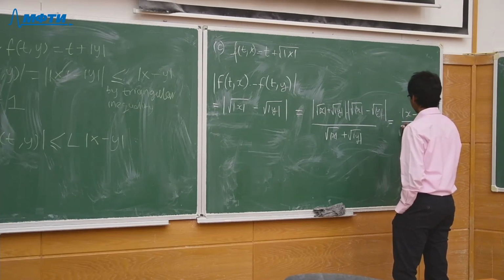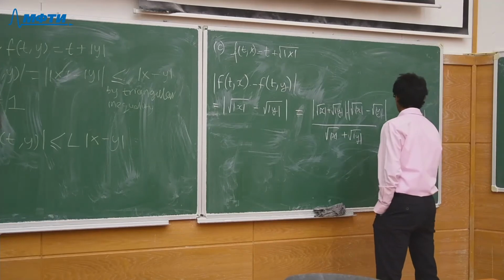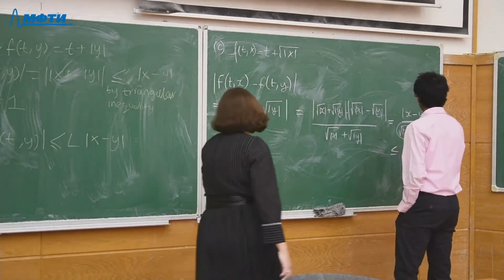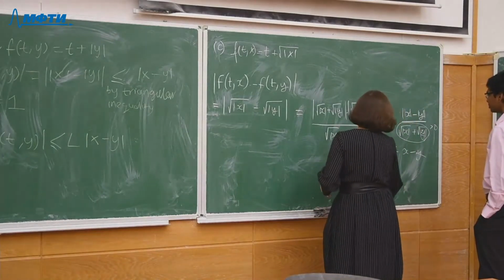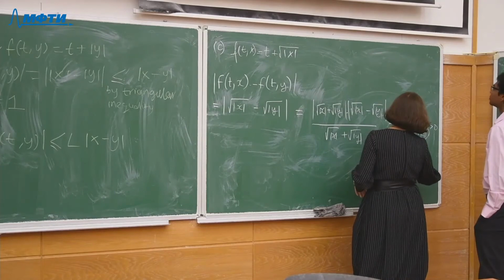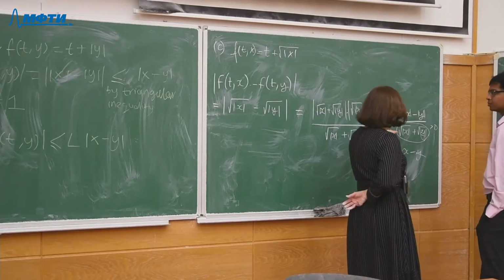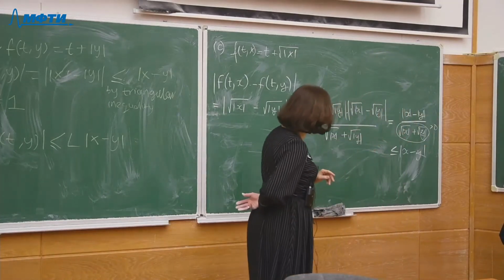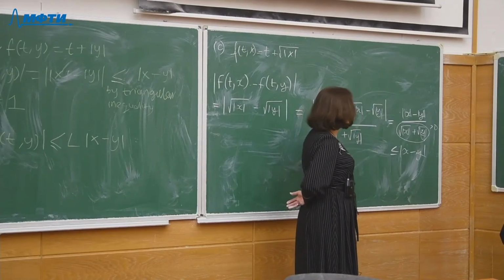Absolute values, less than the absolute value of x minus y. But this is the absolute value, right? It is greater than 0, but it approaches 0 as x approaches 0 or y approaches 0. Okay, so this inequality is correct, but we will use it to prove that this function is not Lipschitz.